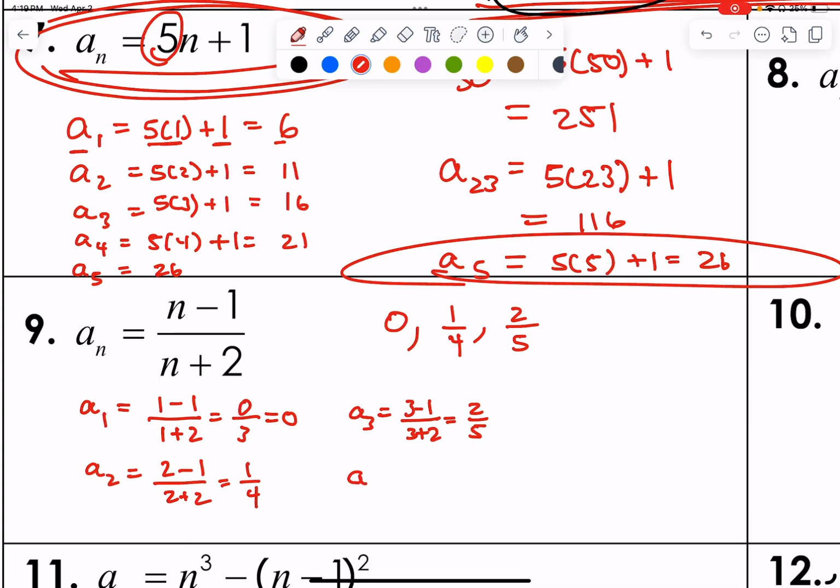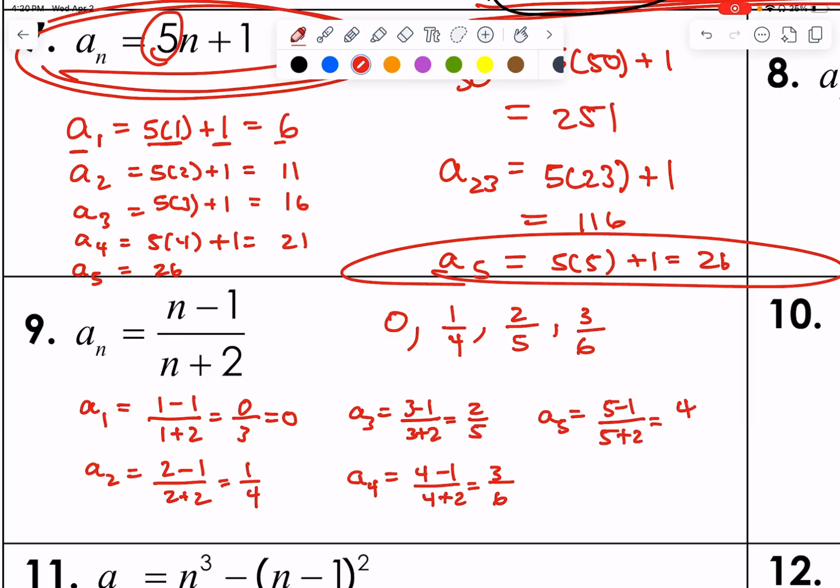A sub 4 is going to give you, let's see, 4 minus 1 over 4 plus 2, which will give you 3 over 6. And then a sub 5 is going to be 5 minus 1 over 5 plus 2, which is going to be 4 over 7.